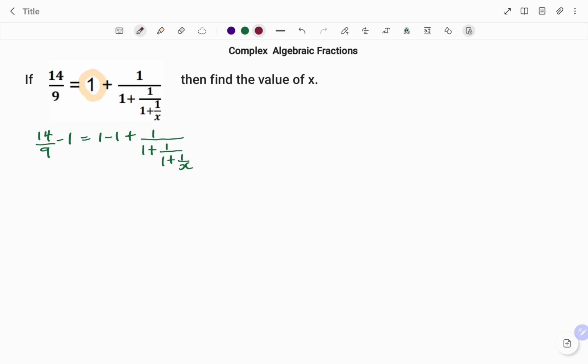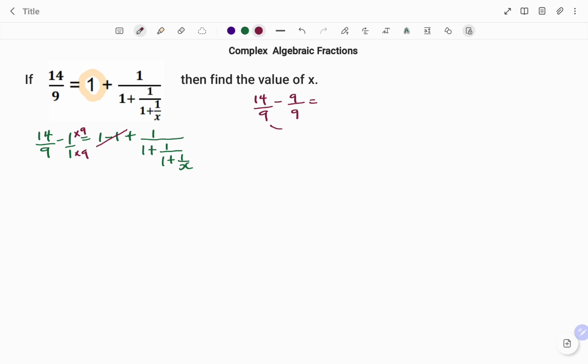1 minus 1, that's 0, so this goes out. On my right hand side, I have 1 over 1. To subtract fractions, you need to make sure that the denominators are the same. So I have times 9 times 9. I'm going to show you on my right hand side, 14 over 9 minus 9 over 9. 9 divided by 9 is 1, so I've not changed the value of my term.